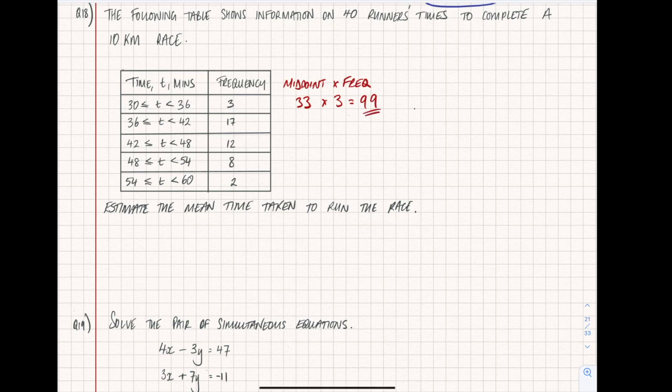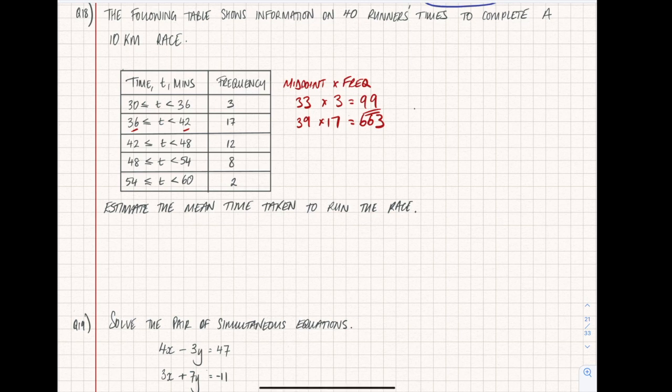I'll then do the same for the next one. So between 36 and 42. So you can see that it's still a difference of 6. So that's going to be 39. So if you're not sure on how to find that midpoint, 36 to 42, the difference between 36 and 42 is 6. And then half that, which is 3. And then you're just adding on 3 to that. Okay, so 39 times by 17. And when you work that out, you get an answer of 663.